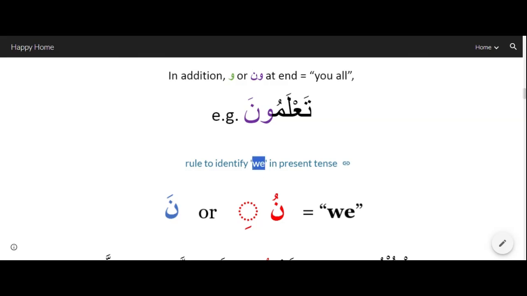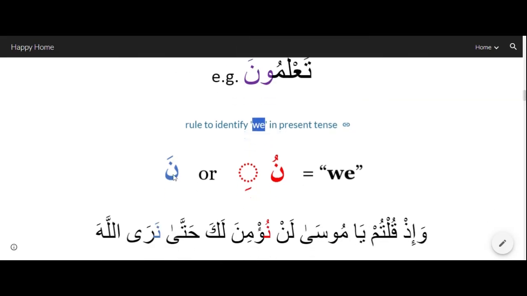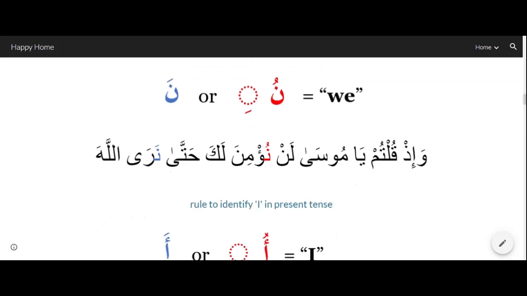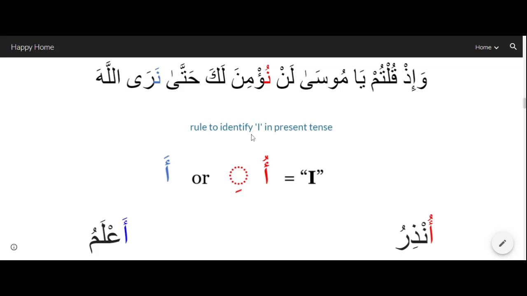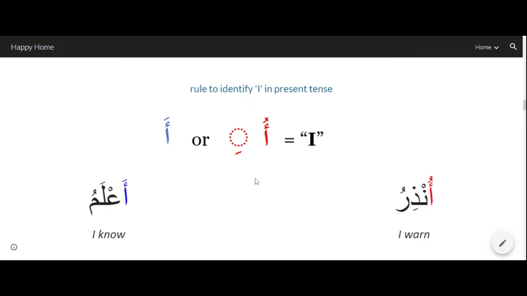How to identify "we"? Again, instead of other letters, we have noon here and noon here. So see, in this sentence, you will get both the rules. This follows this and this follows this. How to identify "I"? So here you have Aleph. Here it is following this rule and here it is following this rule.